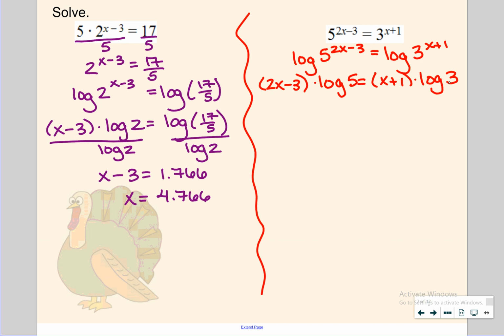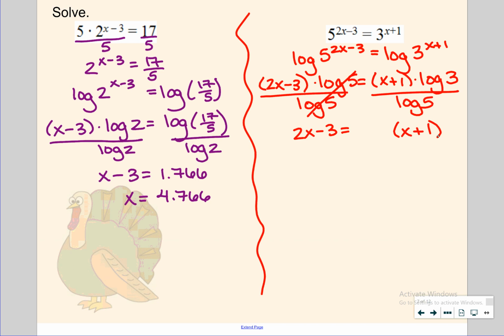Okay, good so far? Following me? All right, remember log 5 and log 3 are just numbers. So at this point, I'm just going to divide by one of them. It actually doesn't matter. I just need to move one of them to the other side. So I'm going to do what we did in the last problem and divide by what I see on the left there. I'm going to divide both sides by log 5. On the left, they're canceling. Just leaves me with 2x minus 3. On the right, I have x plus 1, and I'm going to reduce now the log 3 divided by log 5. That's what I'm going to type in my calculator.